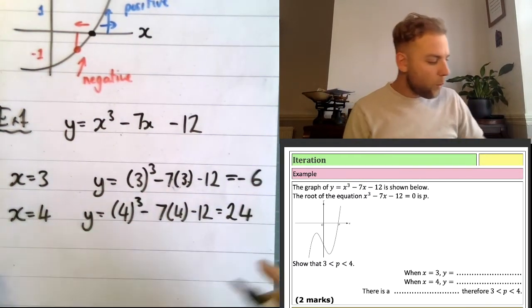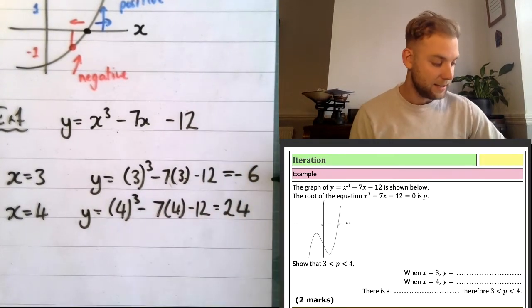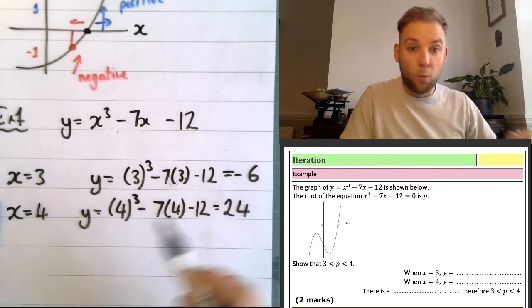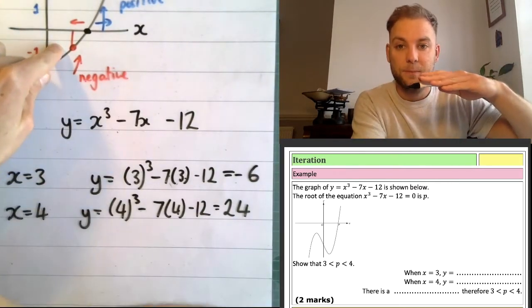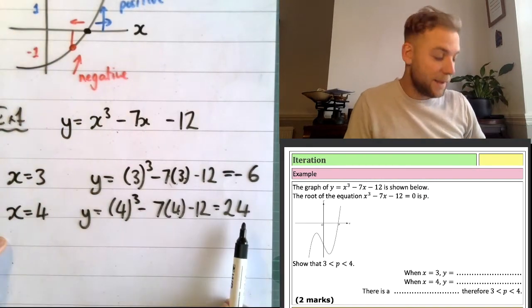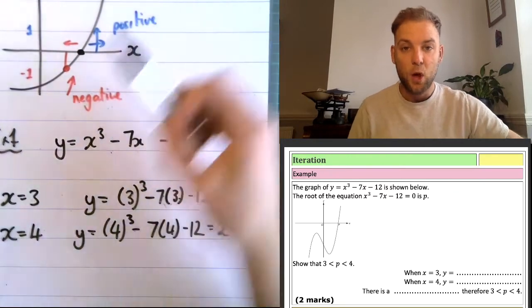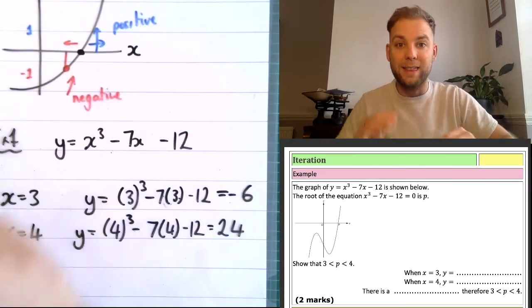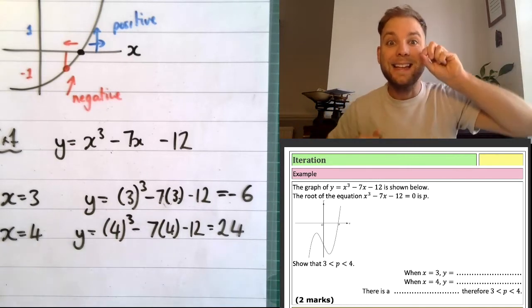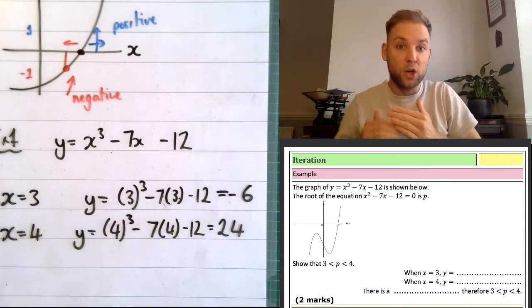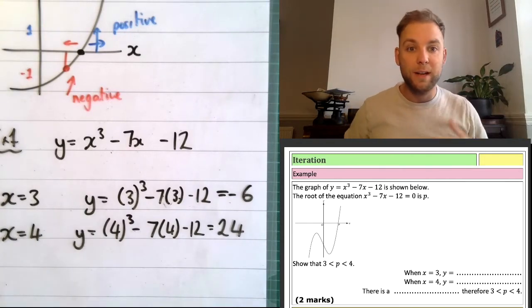Now, why is this really important? Why do we have to do this? Well, you notice that when x is 3, we have a negative value, so it's below the x-axis. When x is 4, it's a positive value, so it's above the x-axis, which means that somewhere in between there, between it being negative and between it being positive, it must be 0. So it must be crossing that x-axis to have a solution. And that's what we need to be saying here.